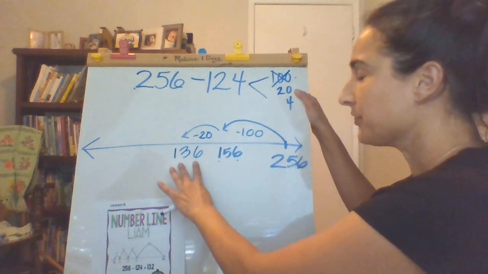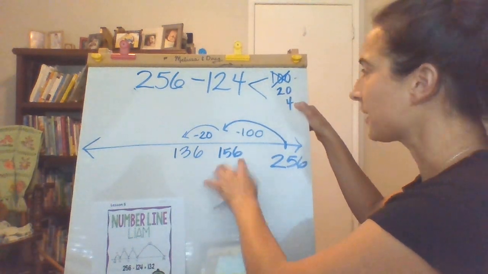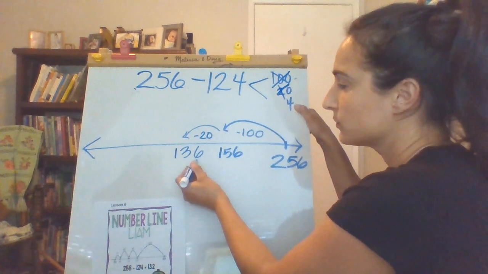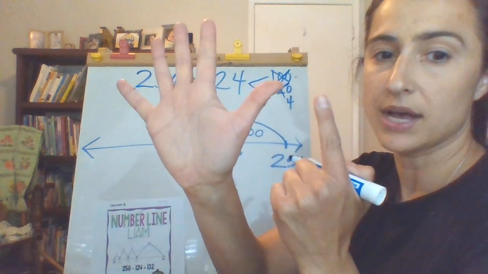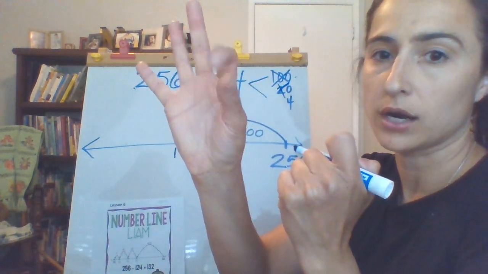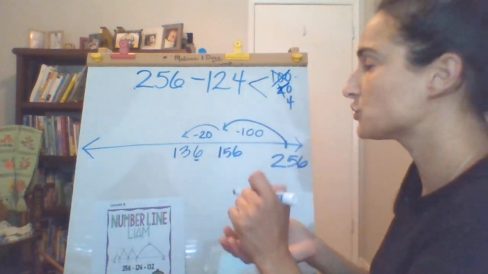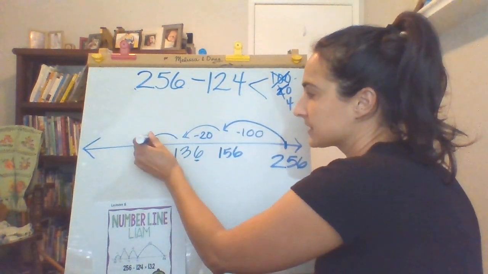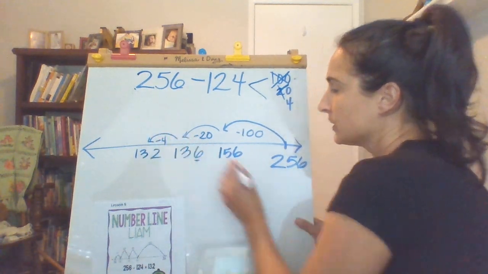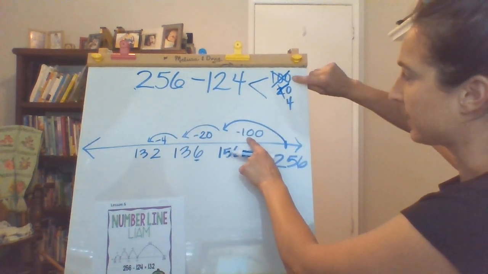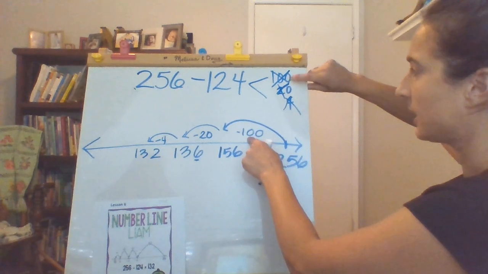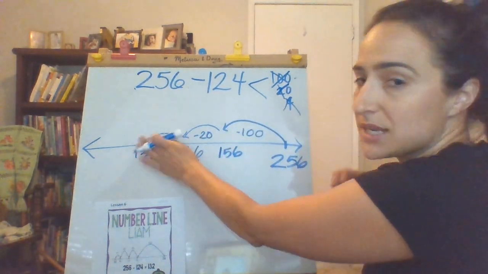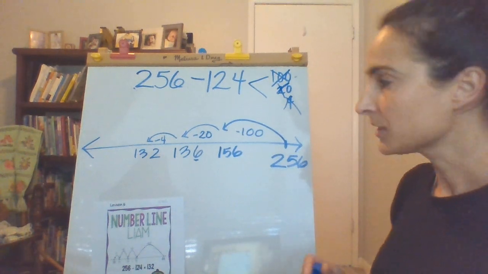Now I'm at 136. I'm going to take away 4. So 6 ones minus 4 ones, I'm left with 2 ones. Everything else stays the same. So if you notice here, I have my 100, I have my 20, I have my 4. I've taken each piece away.